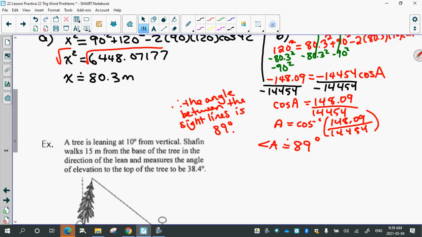I got a 90.5. Did you do both negatives? Yeah. You couldn't have done. Because the only way to get over 90 is if you take the cosine of the cos inverse of a negative number. And two negatives make a positive.